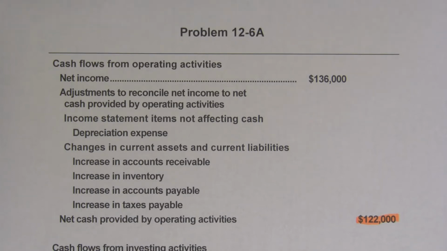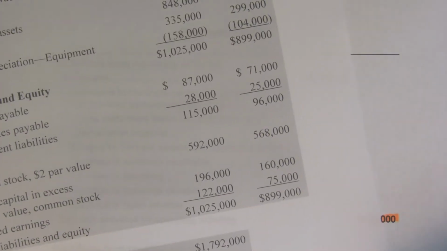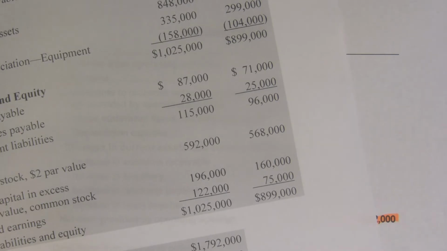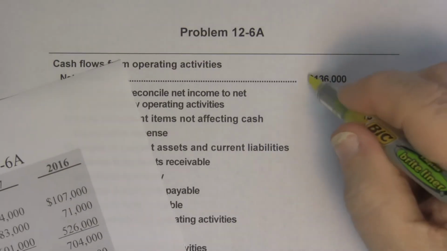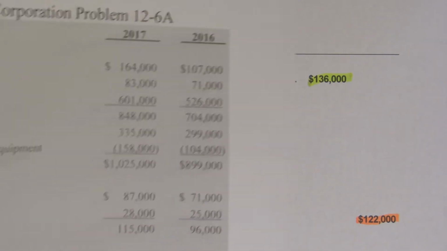Okay, problem 12.6a. And with this problem, we bid a fond adieu to cash flows. I'm sure you're going to miss them terribly. But let me go make sure you know where to get all the numbers from. The net income number comes from the income statement, okay? So net income, $136,000. That comes from the income statement.